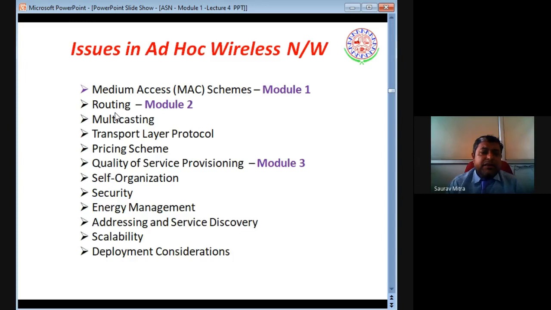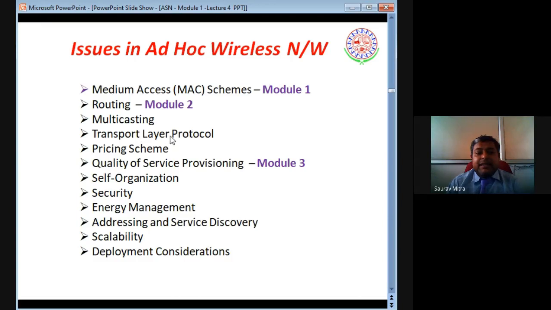Routing, as I told you, is defining the path from the source to destination. We are going to see MAC in this module. Routing, with all its issues, different protocols and different methods, we will see in module 2. Multicasting, multipath, multi-hop, all those things are found in ad hoc networks. What trouble they create, we will see here.